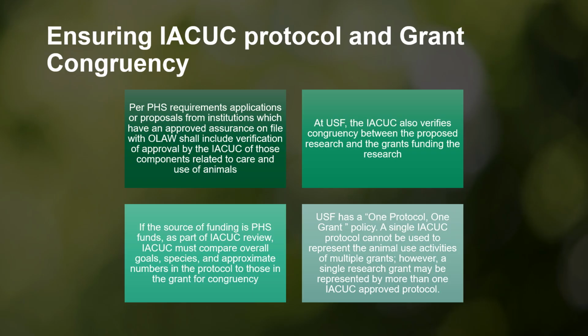Under Public Health Service requirements, institutions with an approved animal welfare assurance must verify that all animal care and use activities described in a grant or proposal are covered by IACUC approval. At USF, the IACUC conducts a congruency review to confirm that the animal research described in the protocol aligns with the funded activities. This includes reviewing the overall research objectives, the species involved, and the approximate number of animals used. For studies funded by PHS agencies, the IACUC compares the protocol and grant to ensure there are no discrepancies that would affect animal welfare oversight or regulatory compliance.